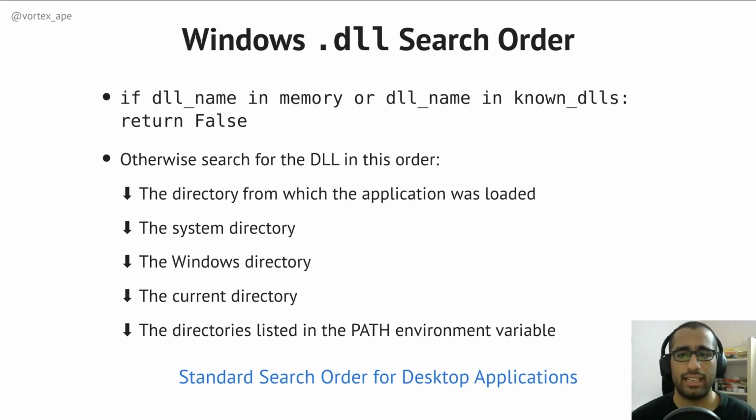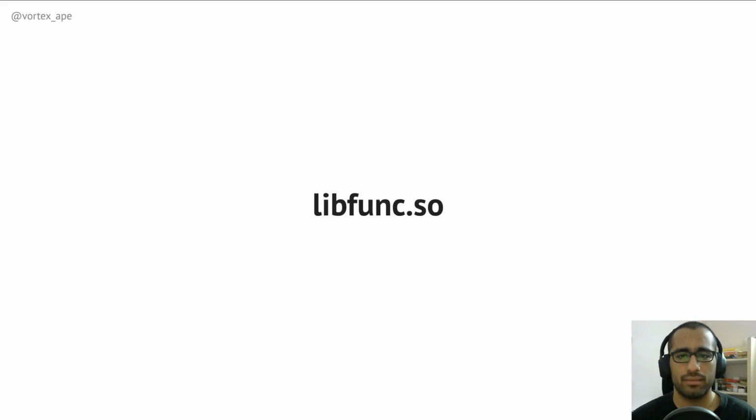On Windows, shared libraries are called DLLs, or dynamic link libraries, and have the .dll extension. The Windows dynamic linker works like this. It does not search for a DLL if a DLL with the same name is already loaded into memory, or if the DLL is on a list of known DLLs for the current Windows version. Otherwise, it will search for a DLL in this order. It will look at the directory from which the application was loaded, then the system directory, then the Windows directory, then the current directory, and finally the directories listed in the PATH environment variable.